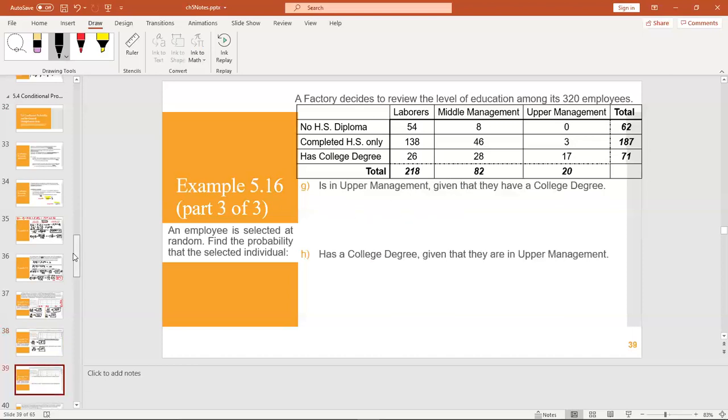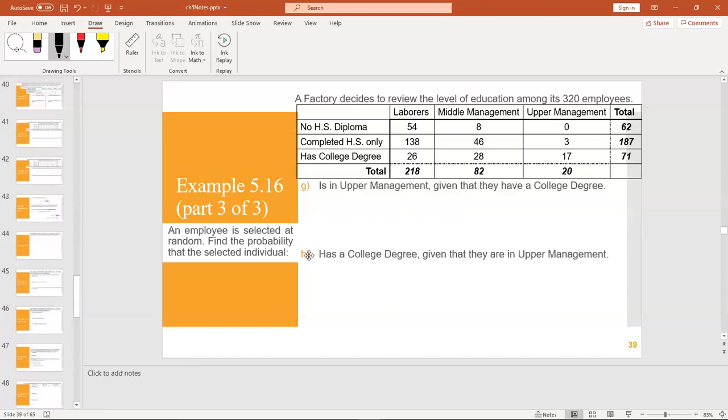Then moving on to the next bit here. What's the probability that someone's in upper management given they have a college degree? Let's start with our given. Our given is college degree, which is this group right here. There are 71 people who meet that condition. The people in upper management, there are 17 of them. So this is 17 out of just those 71. That is the entirety of our world.